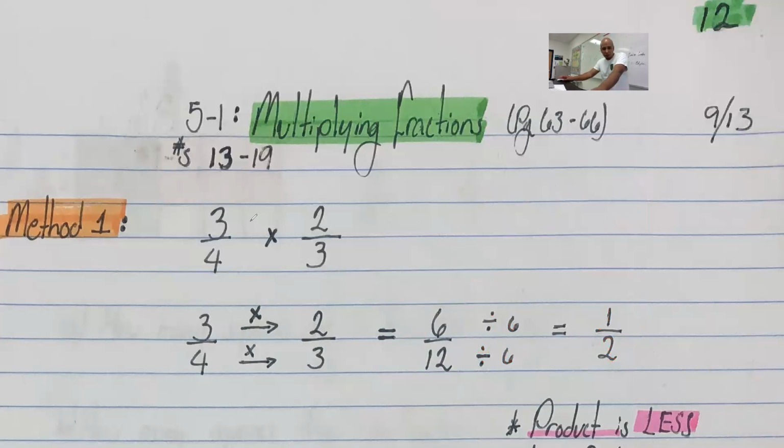All right, again, we multiplied 3 times 2. We multiplied 4 times 3. That gave us 6/12. Oh, sorry, that should be a 2. And then we simplified it and we got 1/2.